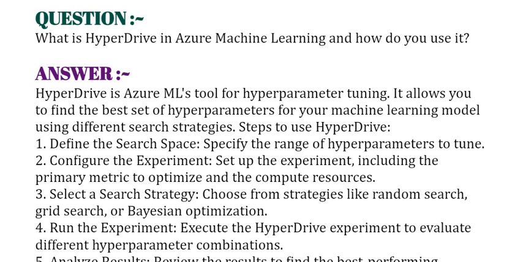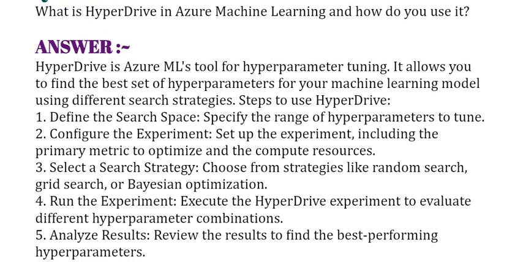Step 1. Define the search space. Specify the range of hyperparameters to tune. Step 2. Configure the experiment. Set up the experiment including the primary metric to optimize and compute resources. Step 3. Select the search strategy. Choose from strategies like random search, grid search or Bayesian optimization.